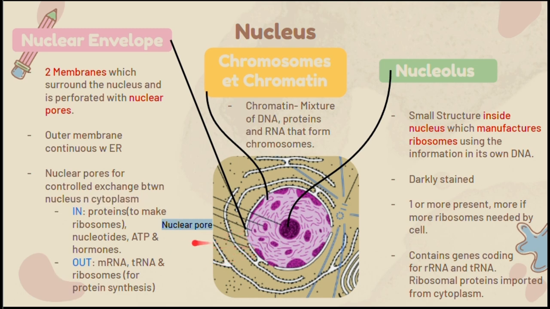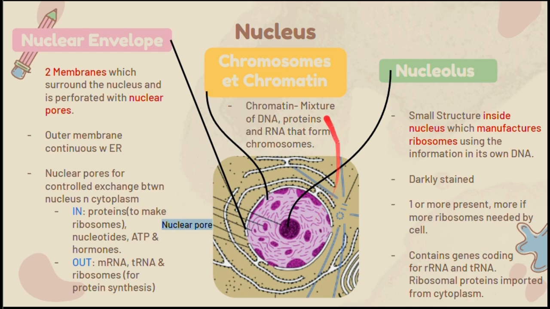Inside the nucleus is a small structure that manufactures ribosomes called the nucleolus. Often darkly stained in micrographs, and depending on the needs of the cell, one or more may be present per nucleus. It contains genes coding for RNA, ribosomal RNA, as well as tRNA. The ribosomal proteins needed to make these ribosomes are imported from the cytoplasm.